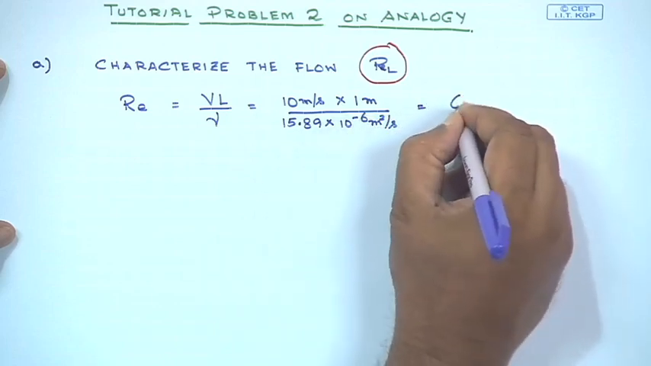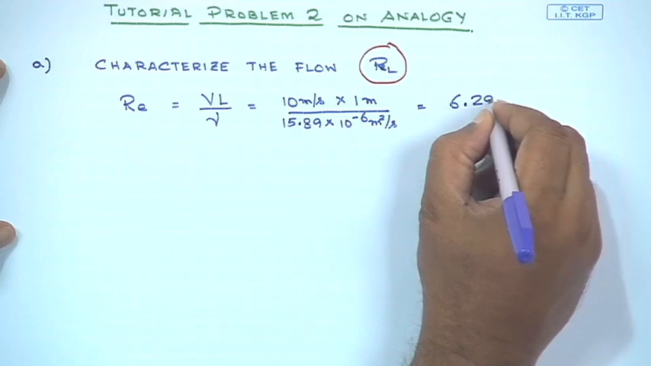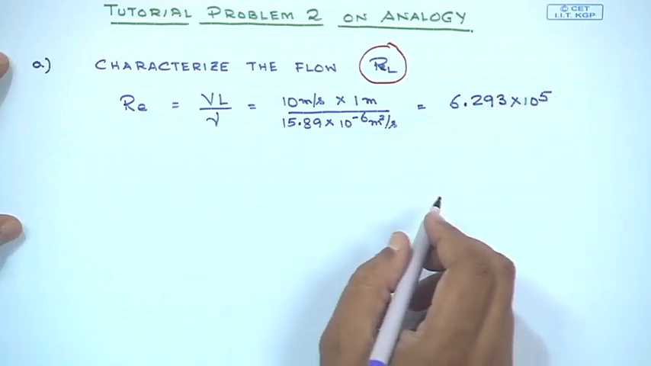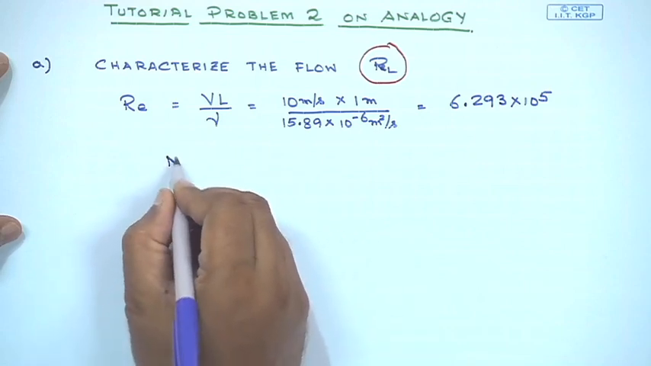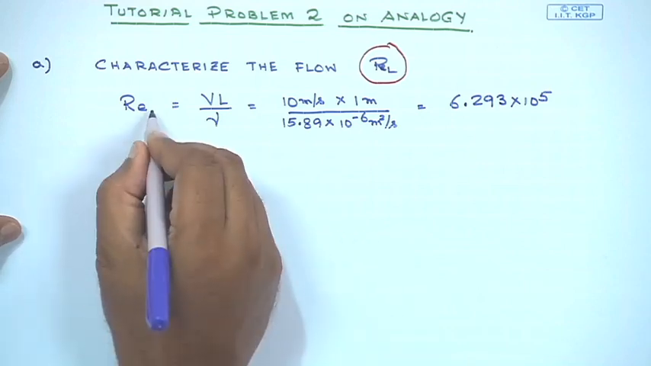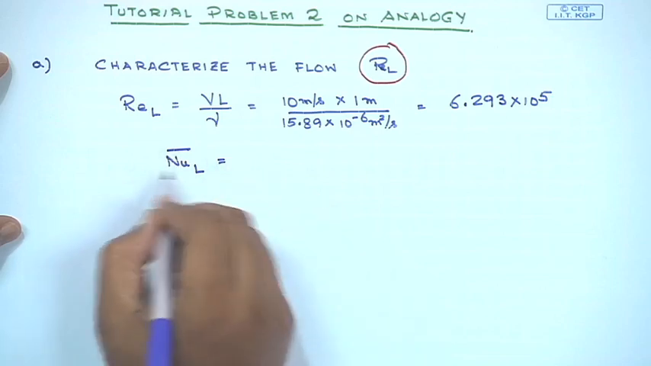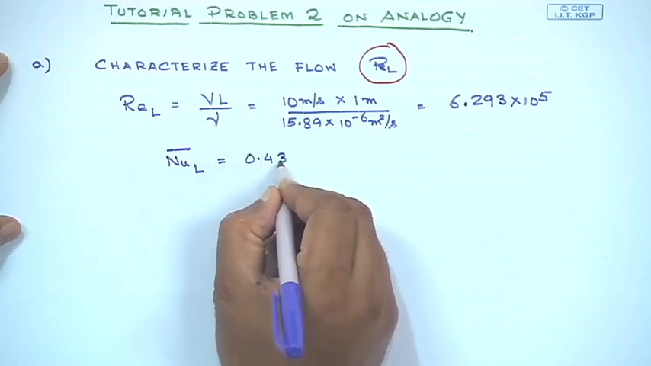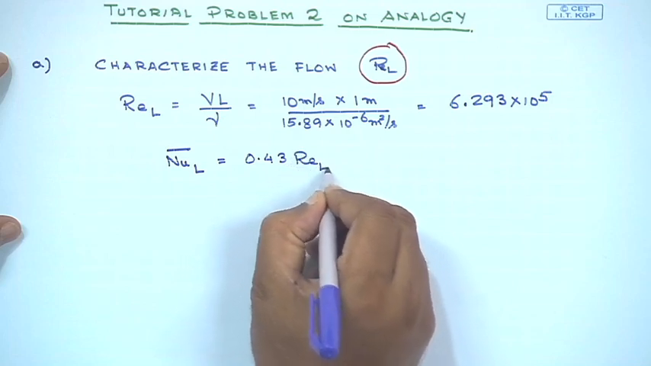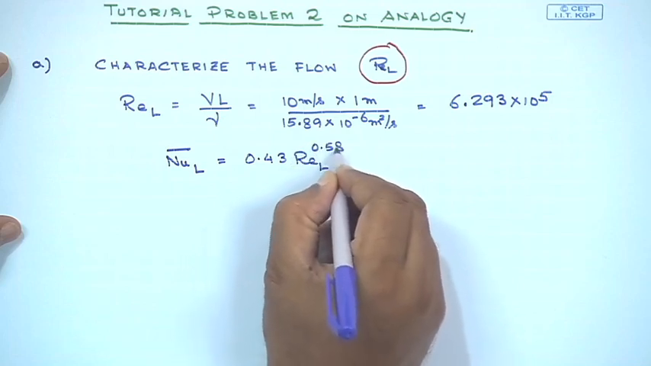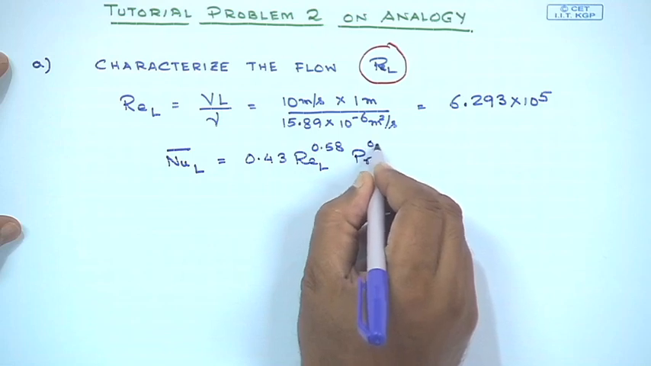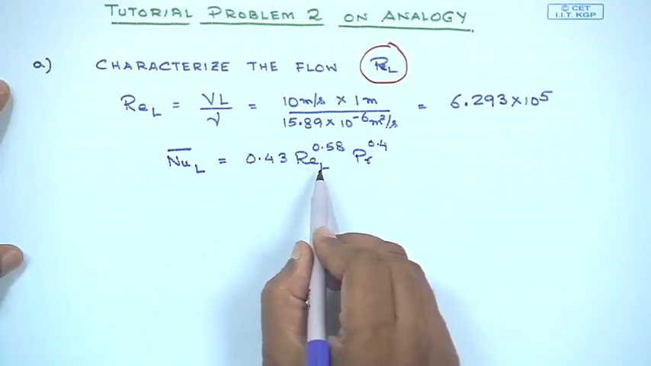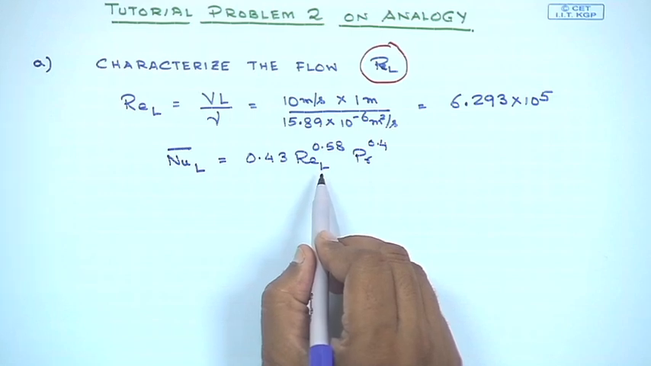And you would see its value is going to be 6.293 into 10 to the power 5. It has been provided the relationship for Nusselt number, the average value of Nusselt number based on the entire length of the substrate is given as 0.43 Re_L to the power 0.58 times Prandtl number to the power 0.4. So, this is a relation which has been obtained through the analysis of experimental data.